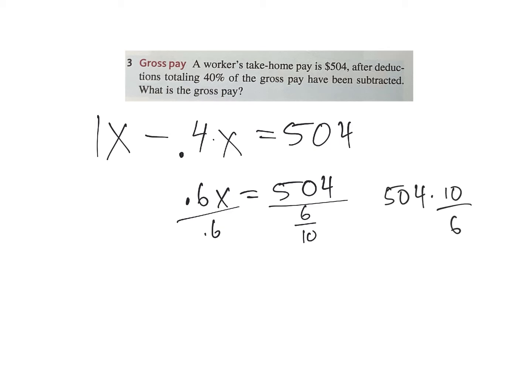You could do it like that. So grab your calculator and do 504 divided by 0.6, and it's $840. So your gross pay, X, is $840. So think about it. If I took 840 and multiplied it by 40%, or 0.4, that's $336 that they took out. So is that right? 504 plus 336, that gives me the $840.